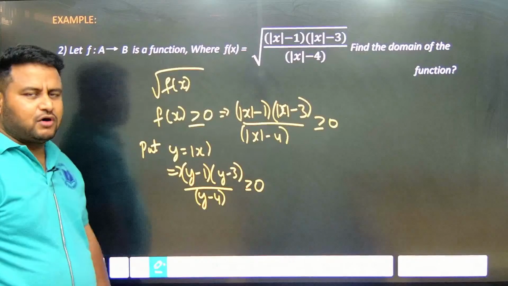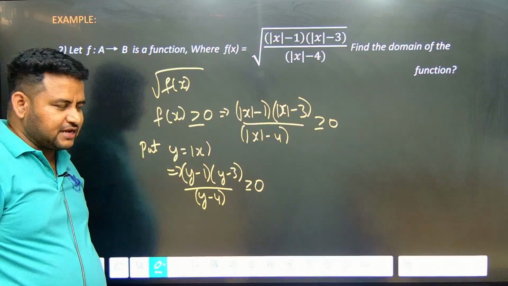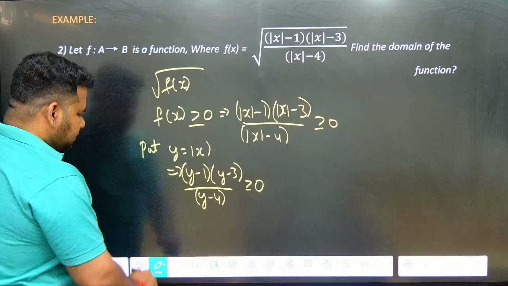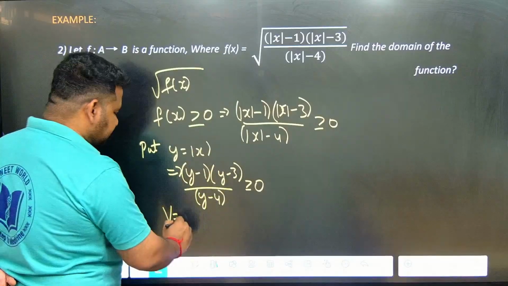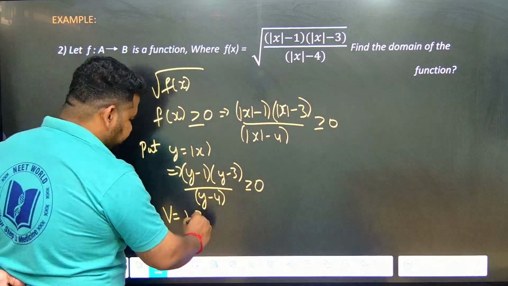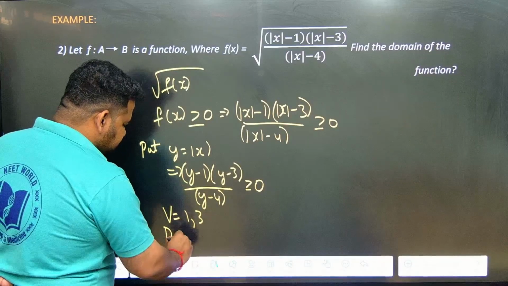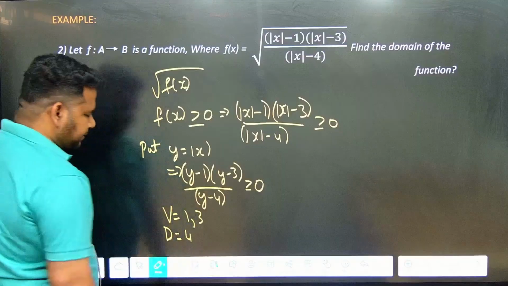Now we will apply the wavy curve method. We are having a numerator and a denominator. Numerator, we write the vanishing points: y minus 1 equal to 0 gives y equal to 1, and y minus 3 equal to 0 gives y equal to 3. And the discontinuous point, y minus 4 equal to 0, gives 4. This is what we got.